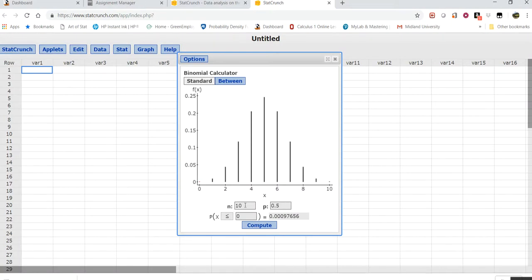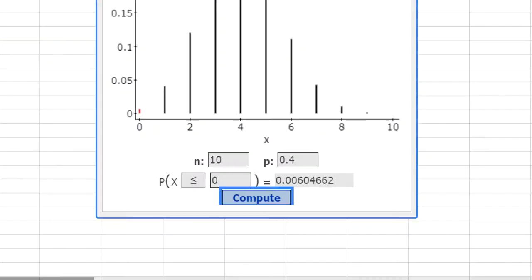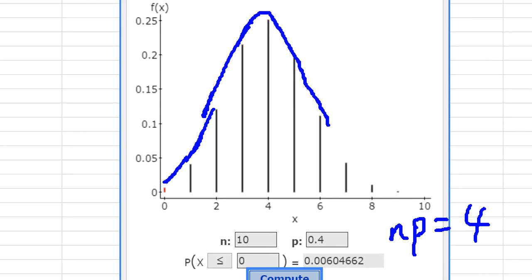Now, n is 10, p is 0.5 by default, and you can see that n times p is 5, and n times q is also 5. Take a look at the shape: a perfectly symmetrical bell shape, right? So normal distribution. Now let me exaggerate. I'm going to change p to 0.4. In this case, n times p will be equal to 4. Take a look at the shape. If I plot that, it begins to look a little bit skewed to the right.